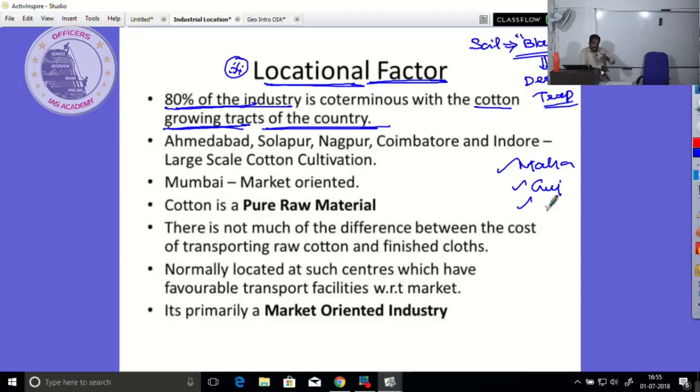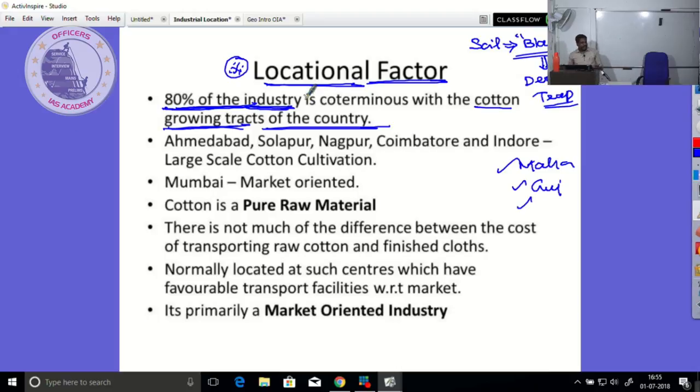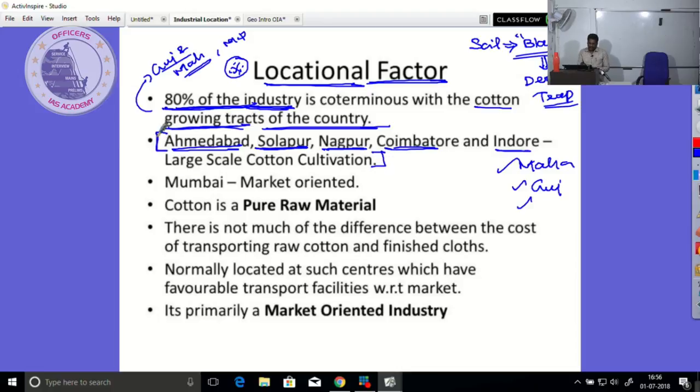Black soil is very conducive, but apart from black soil we also have other cotton growing states. But understandably, when I talk about 80%, almost near complete industrial location is located in this particular tract, in Gujarat and Maharashtra, also extending itself into Madhya Pradesh. Now, some of the very important locations where you have such industries: in Gujarat you have Ahmedabad, Solapur in Maharashtra, Nagpur, again in eastern Maharashtra, Coimbatore, Indore in Madhya Pradesh. These are large scale cotton cultivation centers.